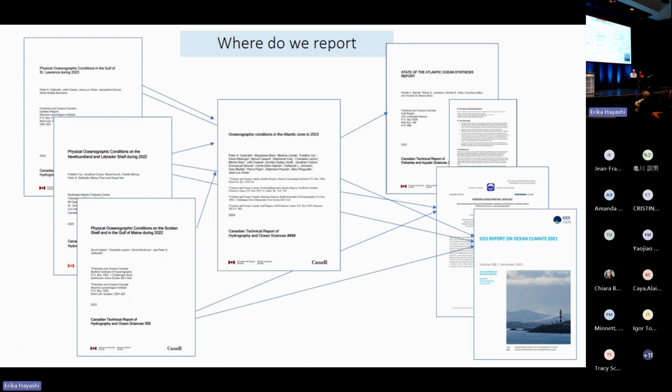Where do we report? Each year we publish regional reports for the Gulf St. Lawrence, the Newfoundland Labrador Shelf, and Scotian Shelf. And we also merge this into a summary report for the whole Atlantic zone, which also includes the biology from ocean acidification to nutrients up to zooplankton. And we feed into national state reports and internationally to the ICES report on ocean climate and to the North Atlantic Fisheries Organization, NAFO, into their reports.